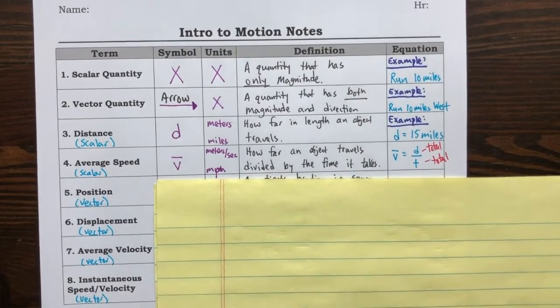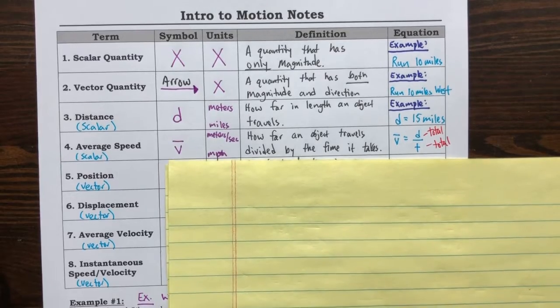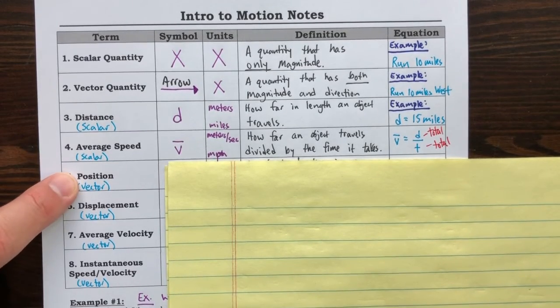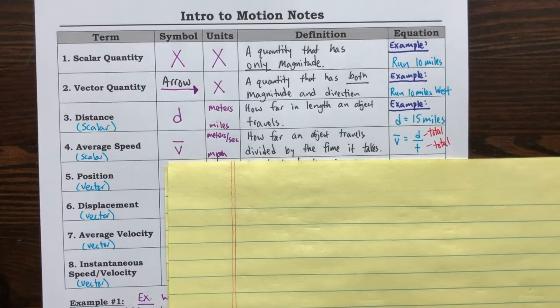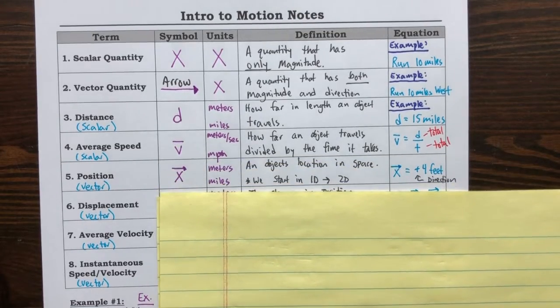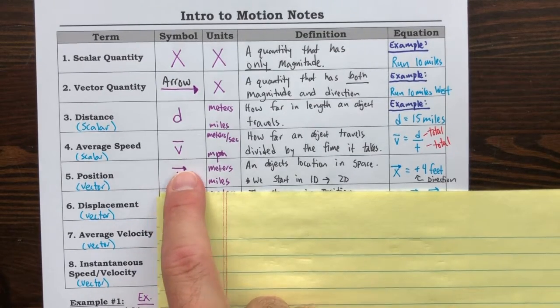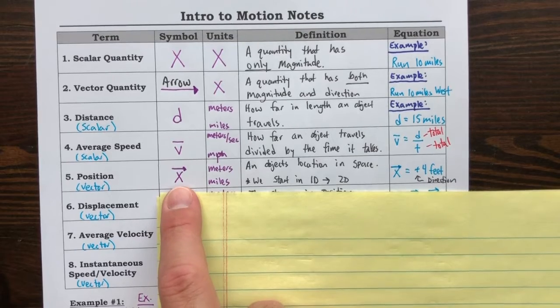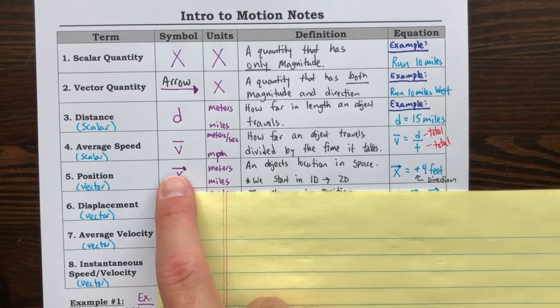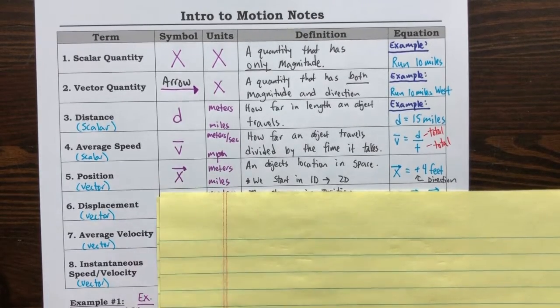All right, and again, if you go too fast, hit pause. Term number 5, position, is going to be a vector quantity. So that means it's going to have a number with a direction to it. The symbol we use for position is an X. And then since it is a vector quantity, we put an arrow above it, which means that whenever you give your position, you're also going to have to include the direction.